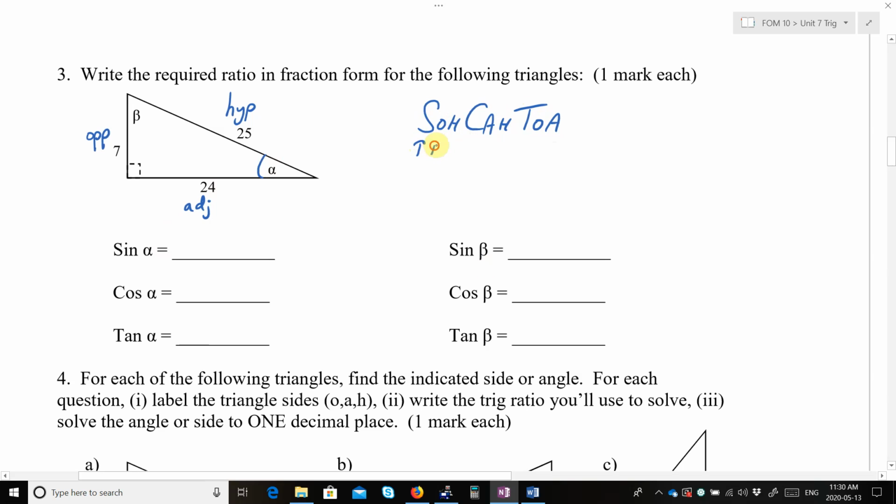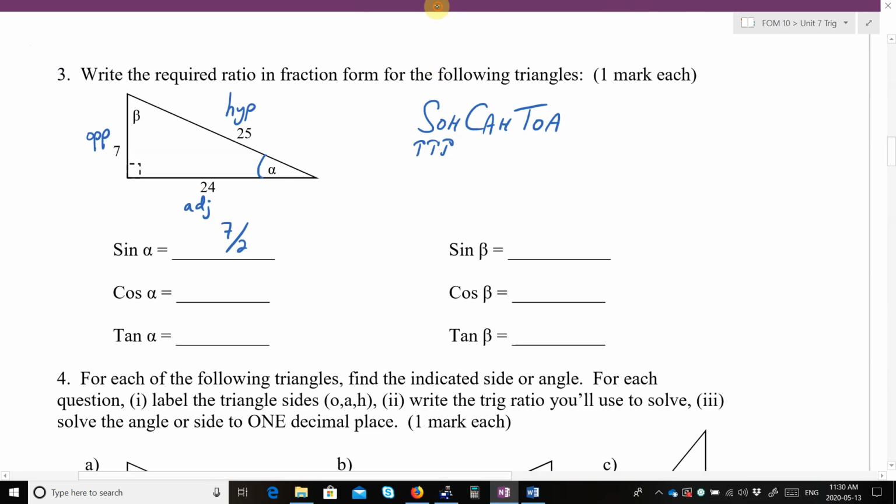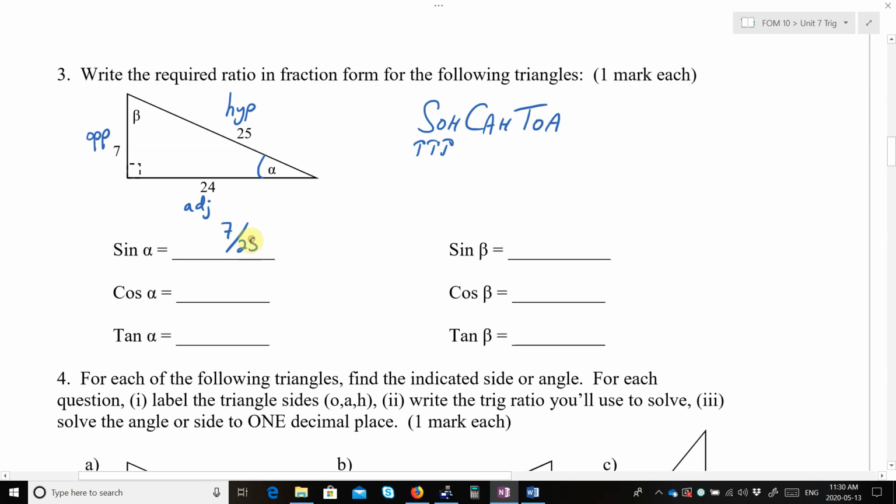Sine is opposite over hypotenuse. The opposite is 7, the hypotenuse is 25. So 7 over 25. Cos is adjacent over hypotenuse, so cos of alpha, the adjacent is 24, the hypotenuse is 25. And tan is opposite over adjacent, so tan of alpha would be opposite 7 over adjacent 24.